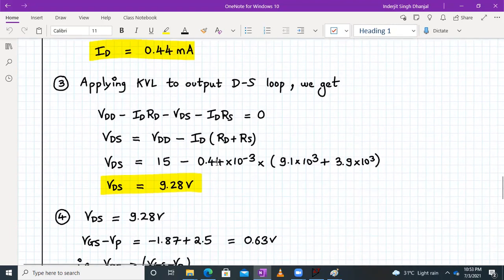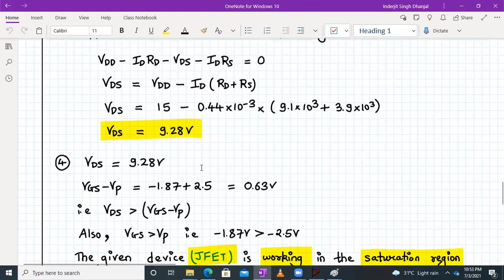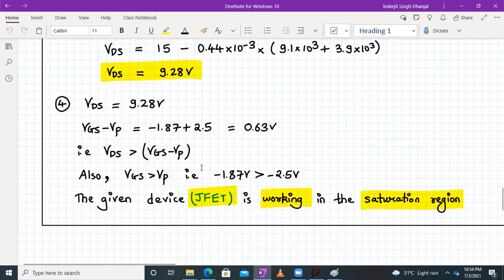Now next we apply the KVL to the drain source loop for cell bias. So we calculate the value of VDS, it will be VDD minus ID times RD plus RS. So plug in all the values, you will get VDS equal to 9.28 volt. Now we have to determine in which operating region the JFET is working.